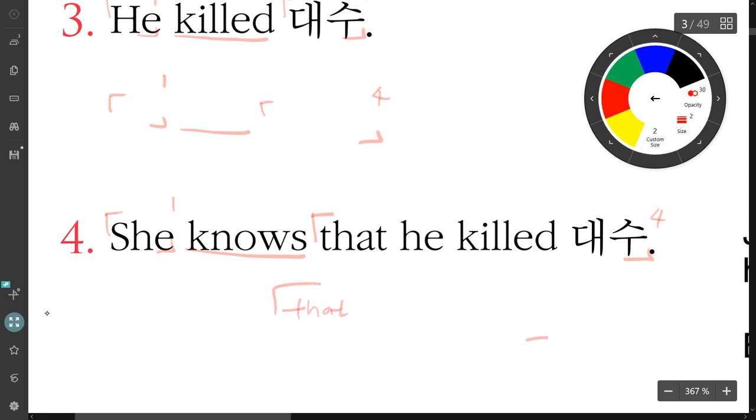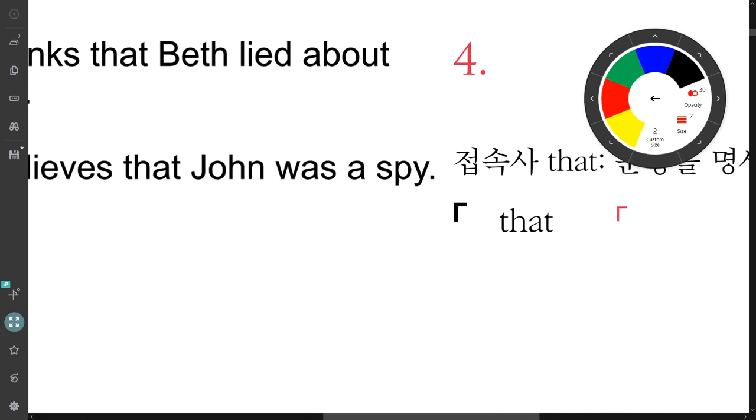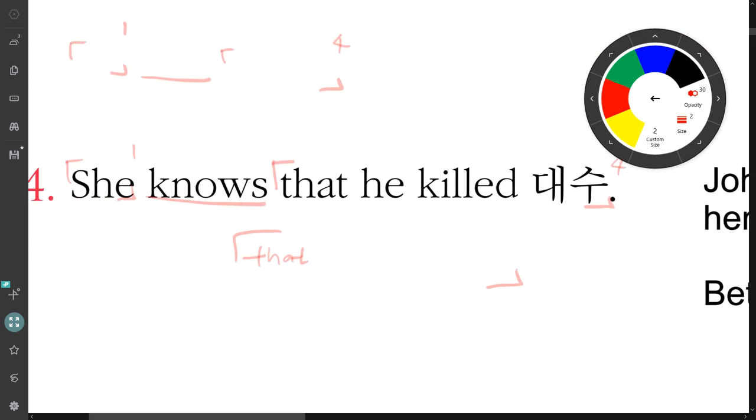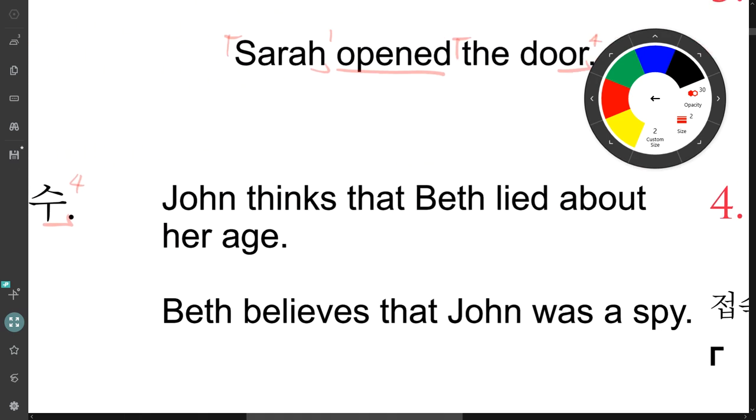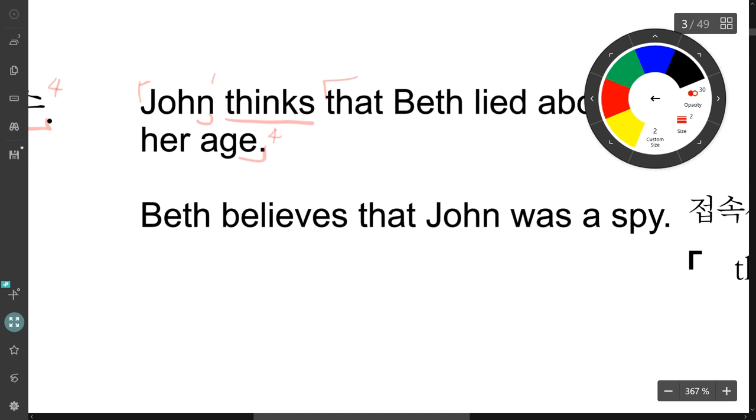Basically, by placing that in front of a clause, we can make it function as a noun. A that clause is commonly used after the verbs know, think, believe, and say. Here are 2 more examples. John thinks that Beth lied about her age. Beth believes that John was a spy.